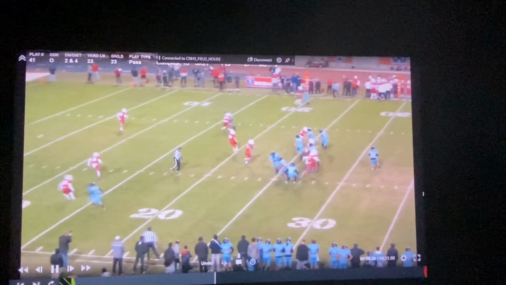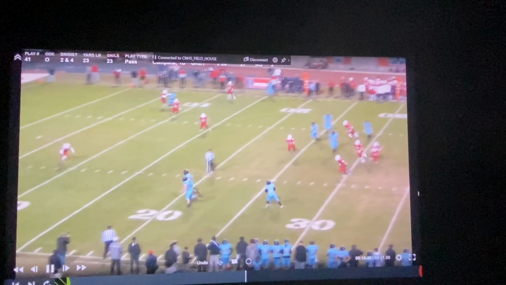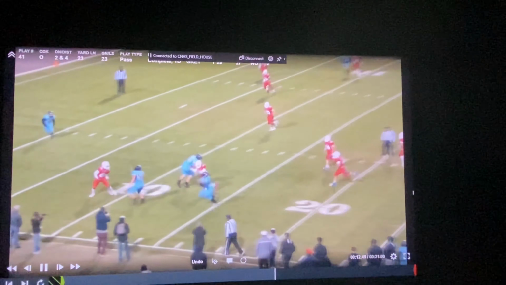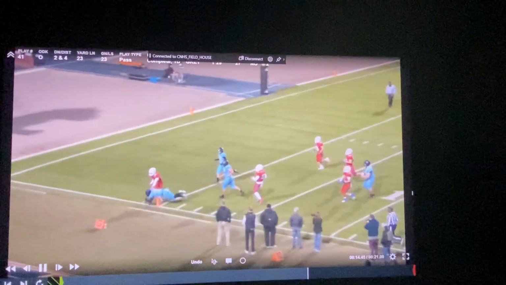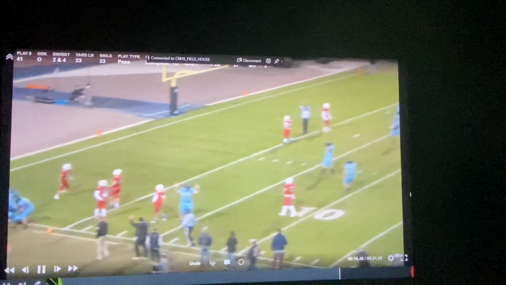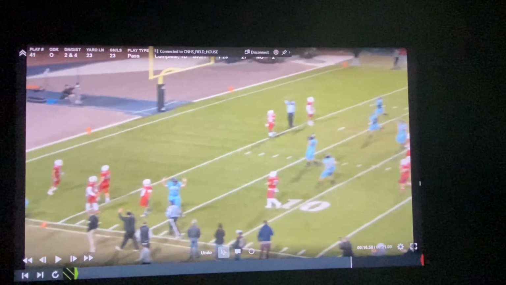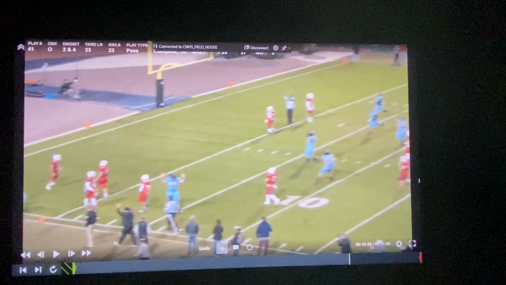There's the flow. There's the backside. Devin catching the ball, running up the field for a 25-yard touchdown. That's Y29, and I hope you guys enjoyed it.